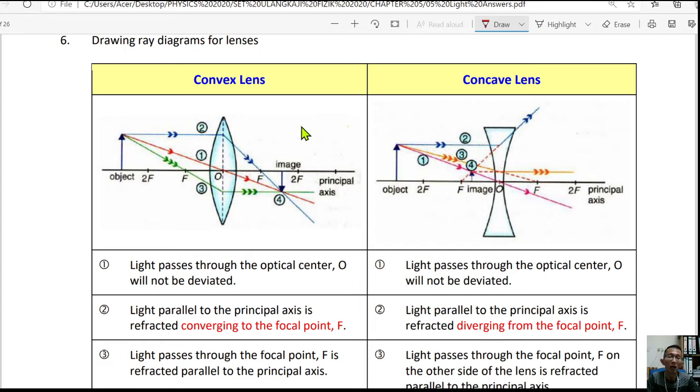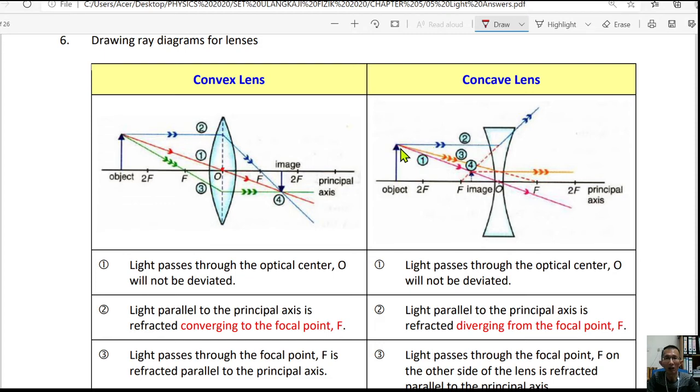Now, how do we draw ray diagrams for lenses? Just like mirrors, we need to draw lines. There were 3 lines just now, but we need to draw only 2 lines and then find where the 2 lines intersect each other. So let's go to the convex lens. You see here the line in red, it goes straight and hits my optical center. So what happens? It will go straight. Same thing goes for my concave lens.